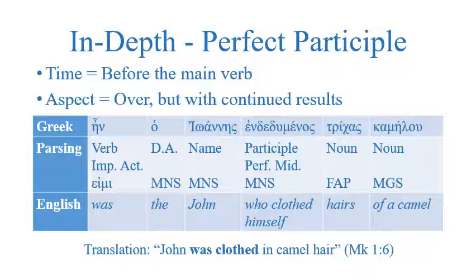Putting it all together, we see John was clothed in camel hair. The important thing here is that was clothed shows us that John did it in the past, but with continued results. The fact that it's a perfect participle means we know that John is still wearing camel hair when this verse takes place. It's not as though at one point in the past he was clothed and now no longer is. We can be sure that John is still dressed by the perfect nature of this participle.